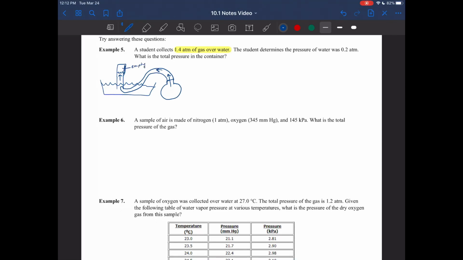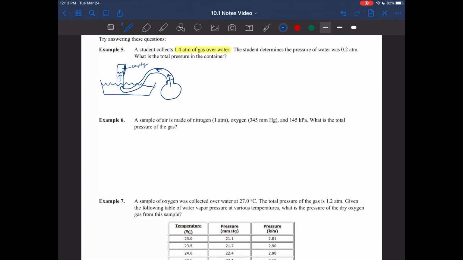And you actually see more and more empty space here that you can see the gas in. Okay, now that we know this experimental setup, like what is going on here, how do we solve this problem? Okay, we are collecting gas over water.